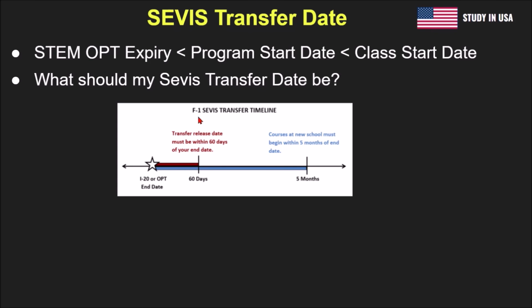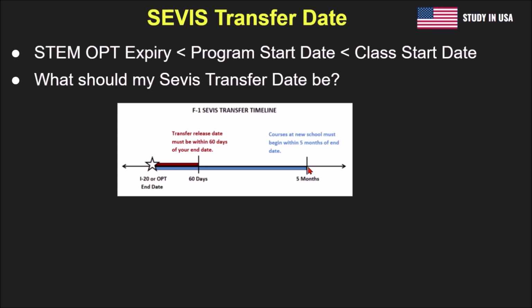Now here in this case, just looking at the service transfer and being in status, the service transfer date should be within 60 days of your end date, and that end date usually corresponds to the STEM OPT expiration date. If you were not from a STEM background, then it is the OPT end date or the I-20 end date. Okay, so within the 60 days, it cannot go beyond 60 days. That is the maximum you can go.